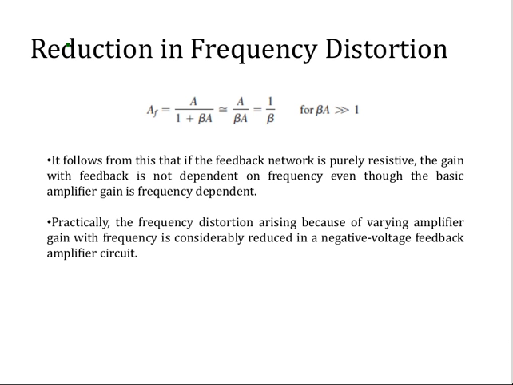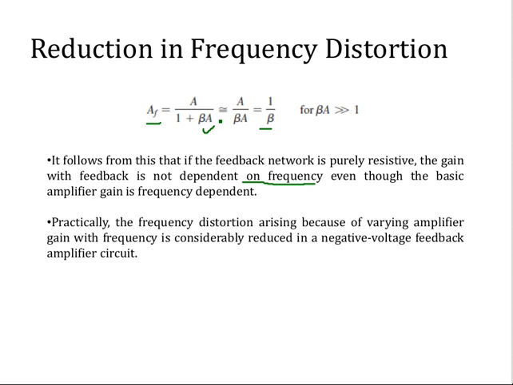Let's see how feedback helps in the reduction in frequency distortion. The effective gain after feedback is AF = A / (1 + beta A), and this is approximately A / beta A. If beta A is very much greater than 1, then you can approximate AF to be equal to 1/beta. So if the feedback network is purely resistive, the gain with feedback does not depend on frequency. You can see it is depending on beta only. If this network is purely resistive, then there is no dependence on frequency.